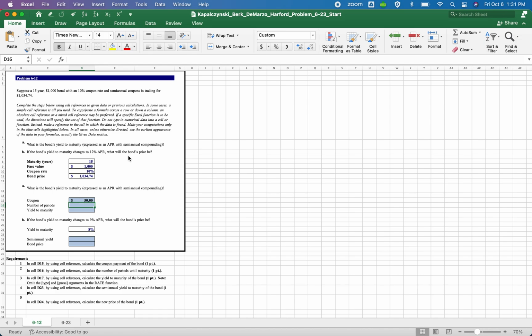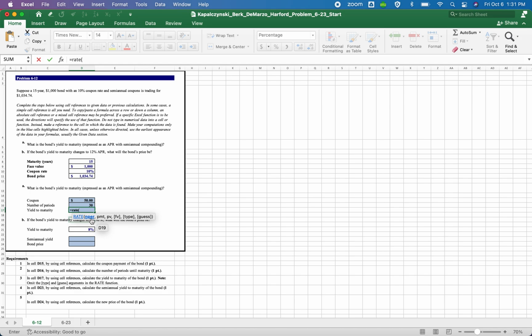And how many payments? Number of periods refers to the number of payments. I will have 2 payments per year multiplied by the maturity of 15. That's 30 payments. Now, what is my yield to maturity on that bond? The function I'm going to use is RATE. If you want to double check your work in a calculator, it's going to be I over Y. So I'm going to use RATE, open parentheses.